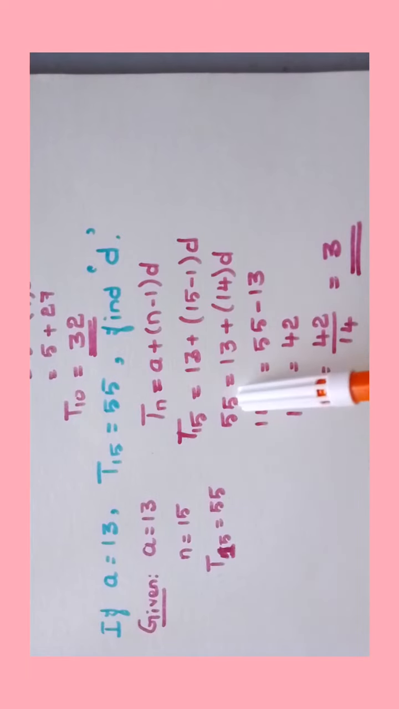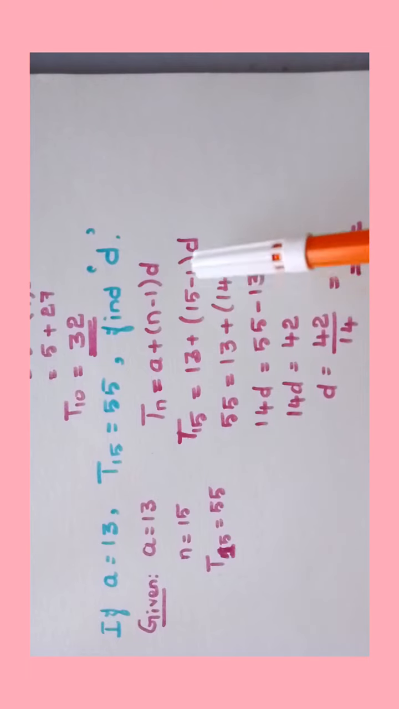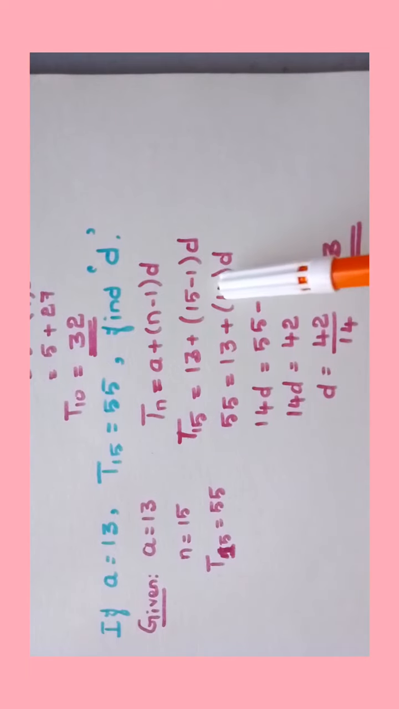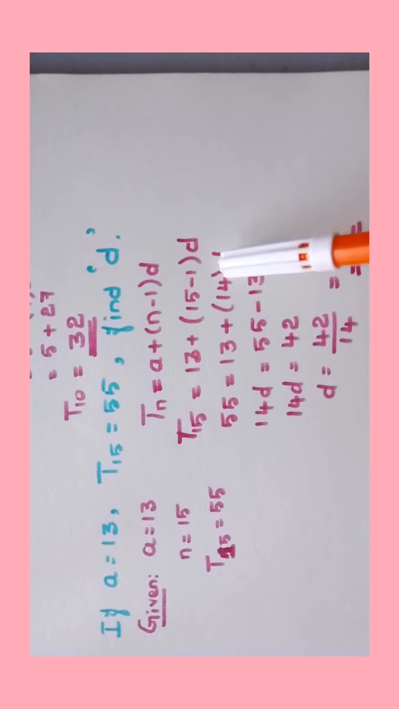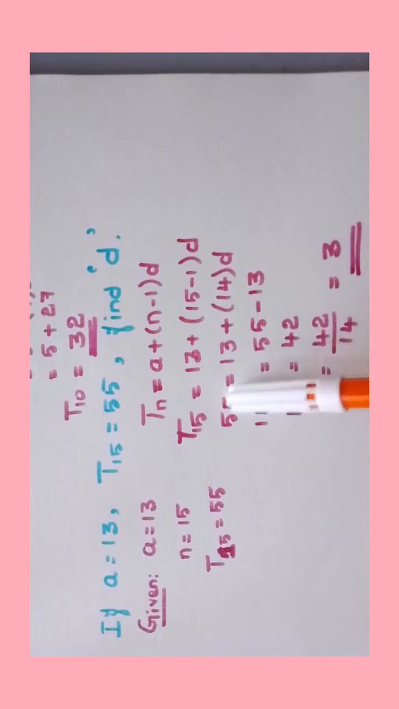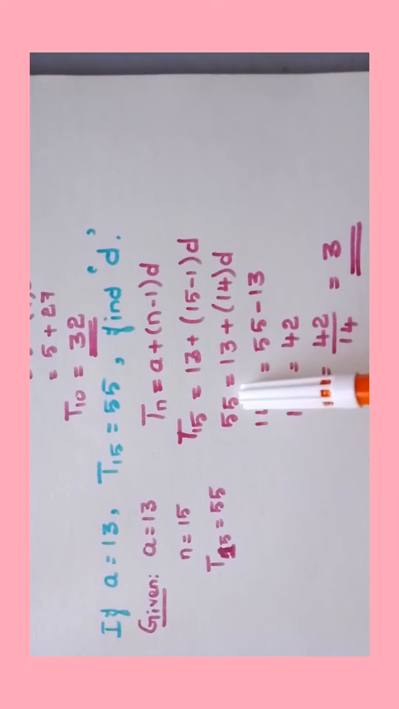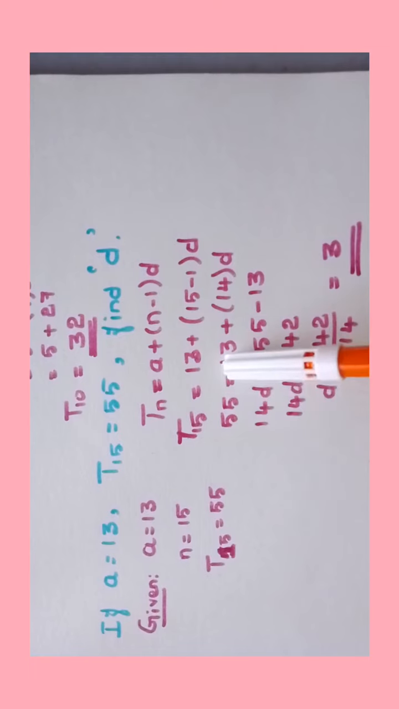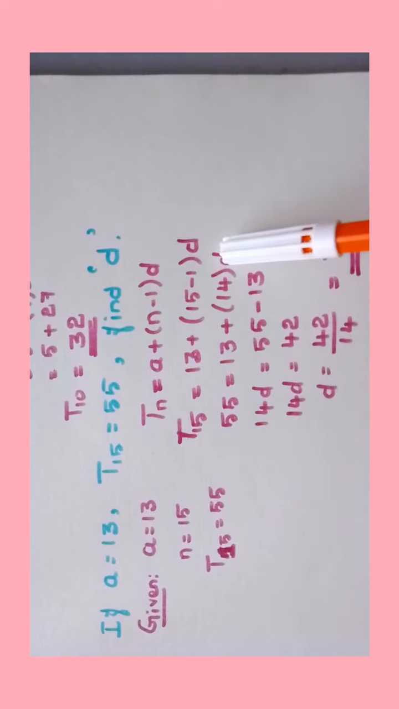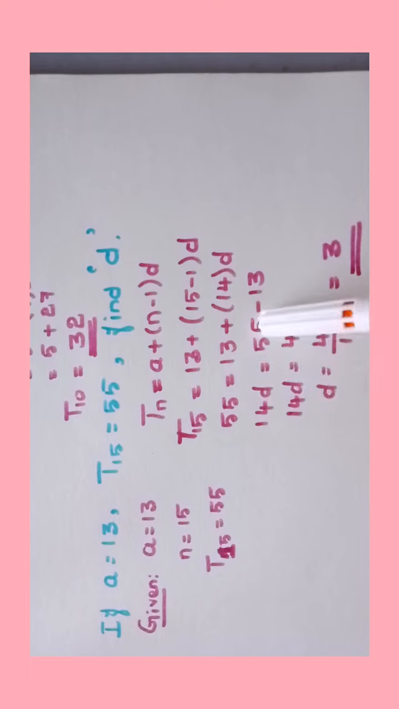T15 value is given, hence T15 is equal to 55, which is equal to 13 plus (15 minus 1, which is 14) into D. Now this 14 is in multiplication with D, so 14D. Keep 14D as it is on the same side, and bring this 13 to the other side. When 13 moves to the left hand side, it becomes 55 minus 13, and 14D remains the same. So 14D is equal to 55 minus 13.